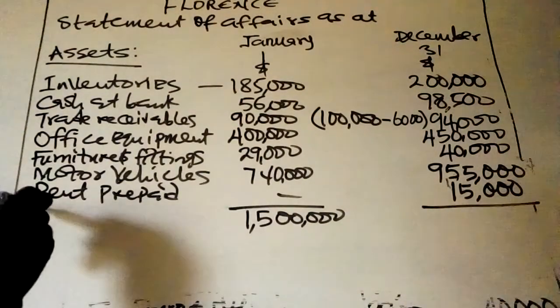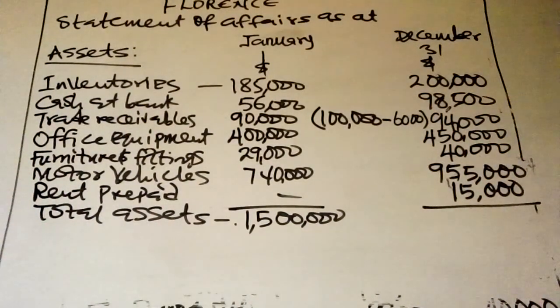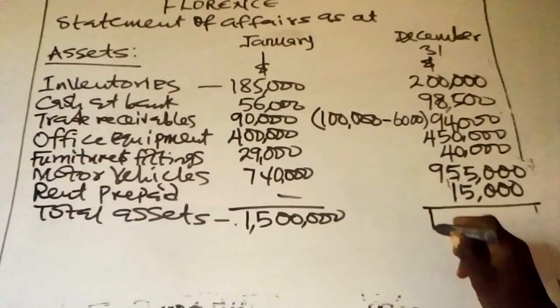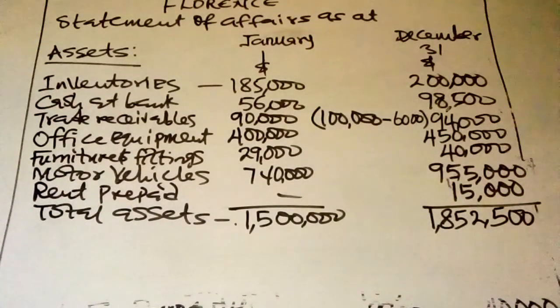Total assets. The opening balance is 1.5 million. Then the closing balance, we have 200,000 plus 98,500 plus 94,000 plus 450,000 plus 40,000 plus 955,000 plus 15,000. Then we have 1,852,500. That is the total assets.